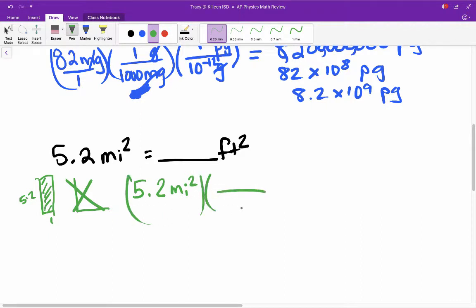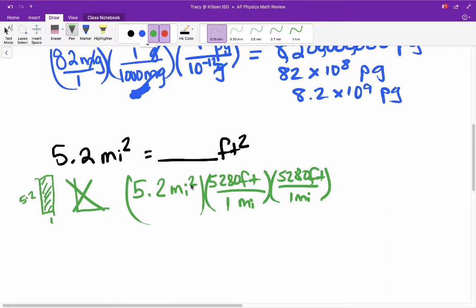Miles goes to the bottom. Now, do you know how many feet are in a mile? I do. There are 5,280 feet in 1 mile. So I can do that, and I'm going to do it twice. 1 mile is 5,280 feet, because I have to get rid of square miles and turn them into square feet.